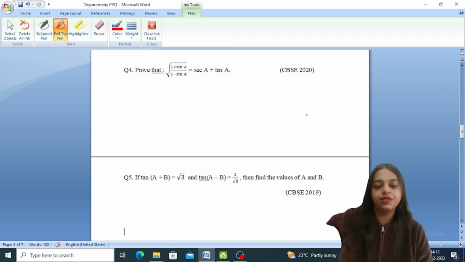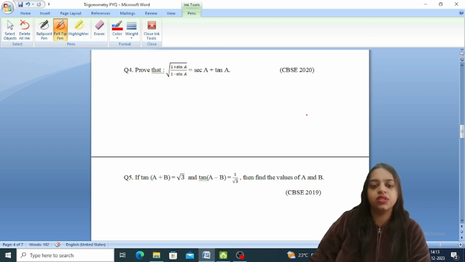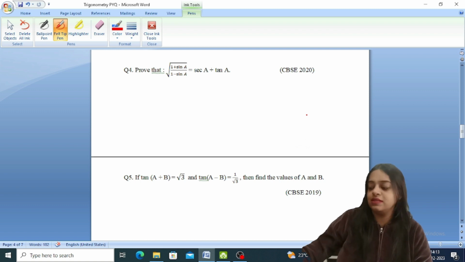Question number 4 is, prove that under the root (1 + sine a) upon (1 - sine a) equals to secant a plus tan a. This question was in 2020 paper, and this is the question from your NCERT also. So let's start with the left hand side.